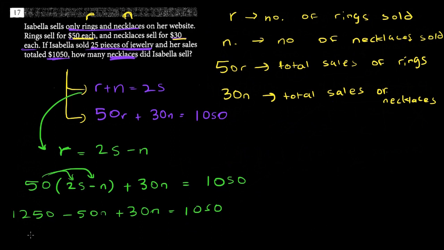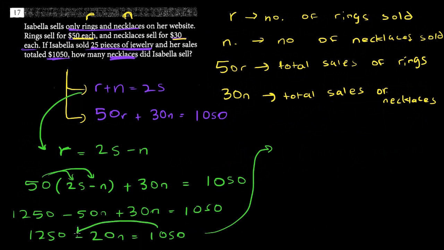I'm gonna combine like terms, right? And so it becomes 1,250 minus 20N gives us 1,050. I'm gonna bring the 1,050 to the left hand side and the 20N to the right hand side. And so it becomes 1,250 minus 1,050 equals 20N. That's a beautiful thing about bringing the 20N to the right hand side, is that it becomes from a negative to a positive, and it makes everything a little bit more neater.